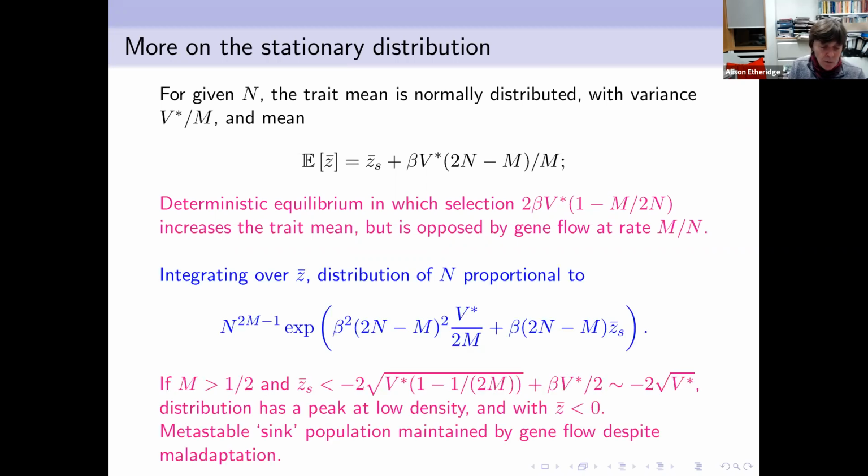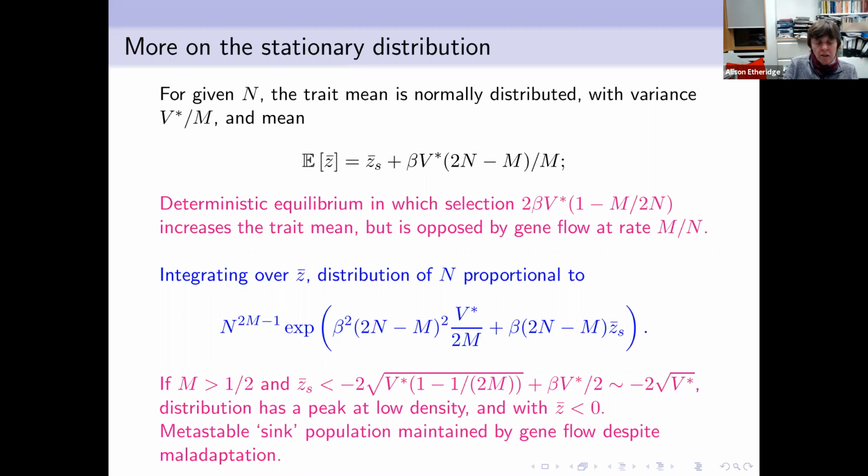Integrating over Z bar, we can also find the distribution of the population size. So that's going to have a peak at a low density if the migration rate is too high. So if my migration rate is high and my ZS bar is less than about 2 standard deviations below the critical value for growth, then actually I'm going to be maintained in the sink population. I'm going to be pulled back so that I've got this big peak of population, which really isn't very fit.